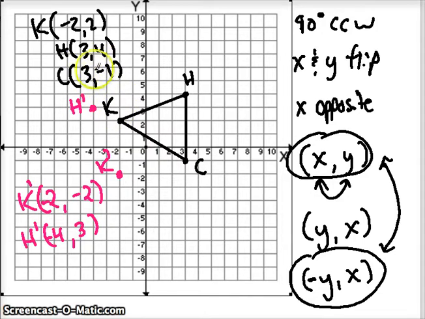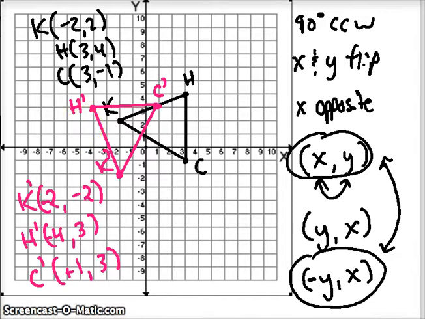And C, again, flip the values. So C rotated is going to be -1, 3, but then make X the opposite. So instead of -1, it becomes +1. So +1, 3 is the new C, the rotated C. Let's connect our points and see how we rotated that shape. So we took this triangle and we turned it left 90 degrees, right? Counterclockwise 90 degrees. So the H is now on the left, the K is on the bottom, and C went to the top. Or the right side, I guess.